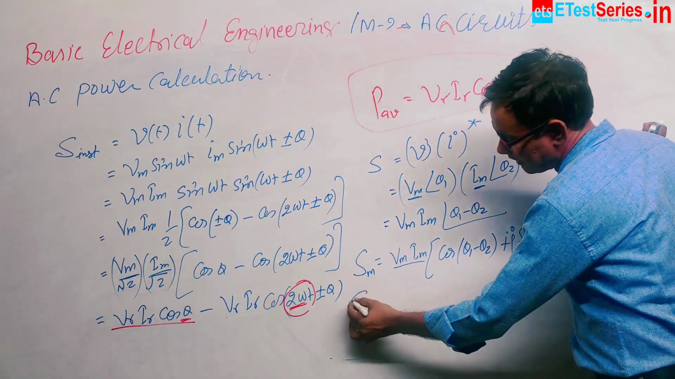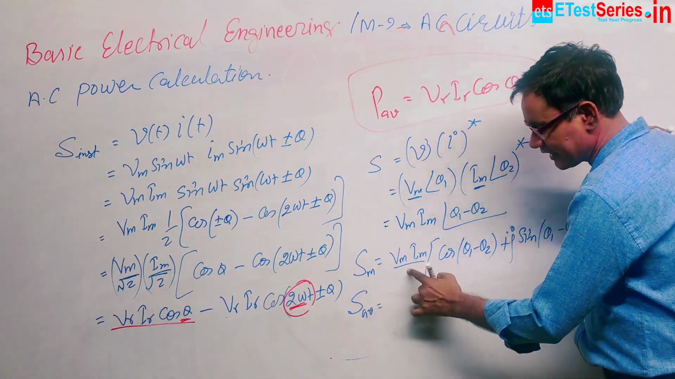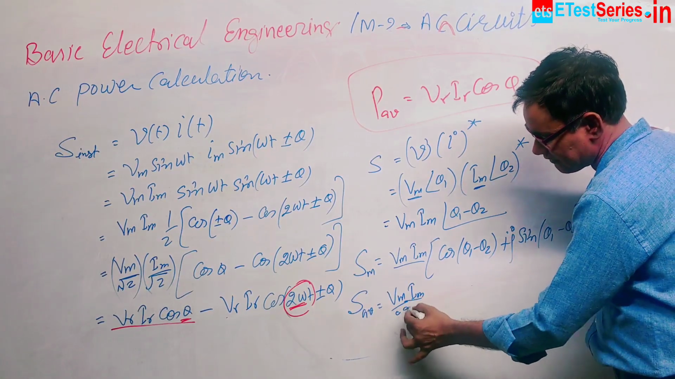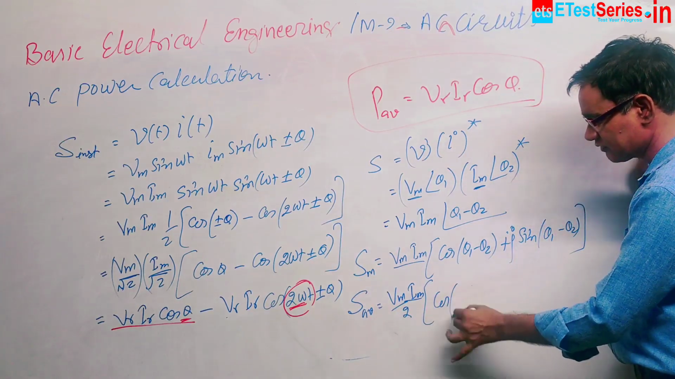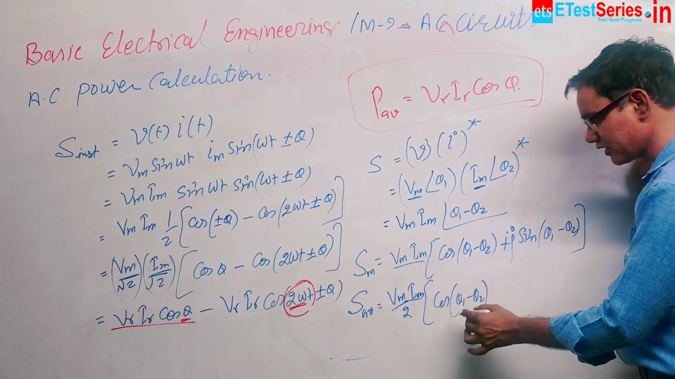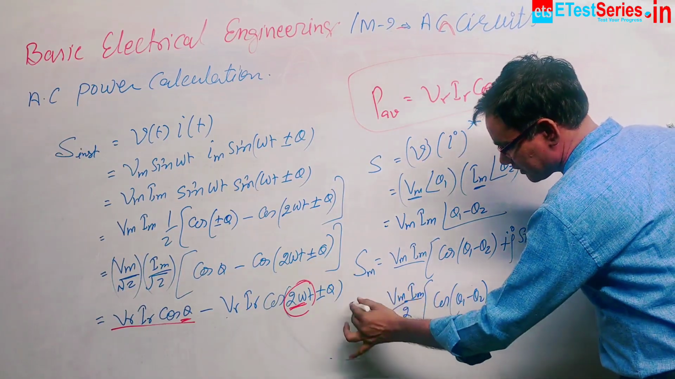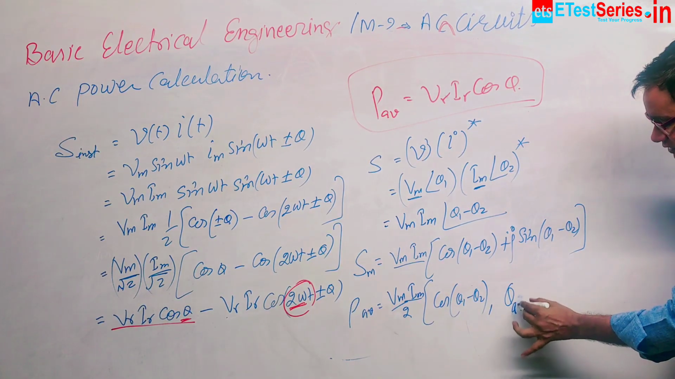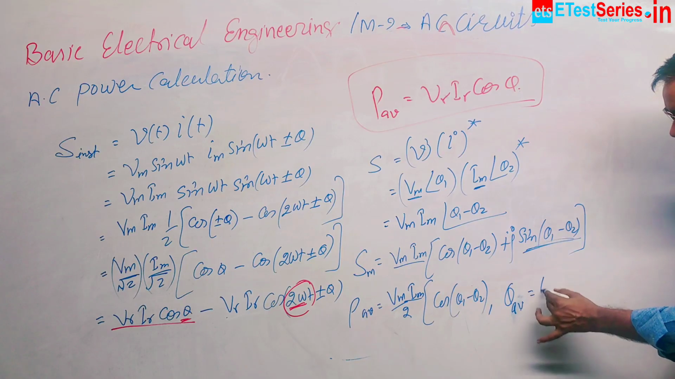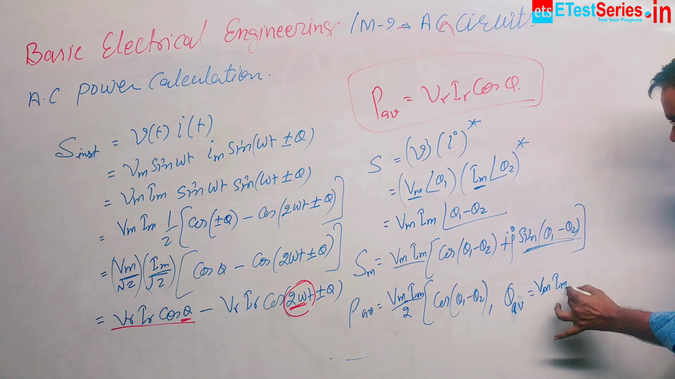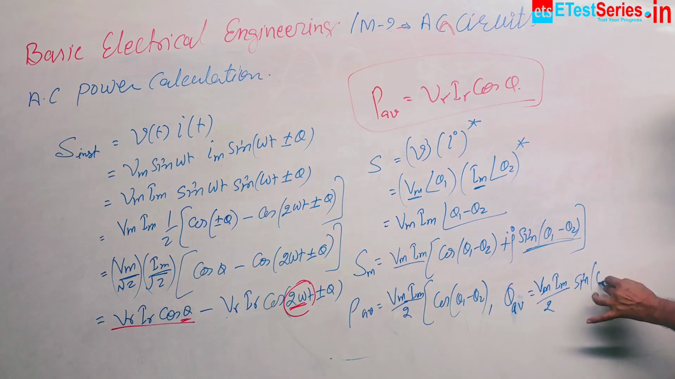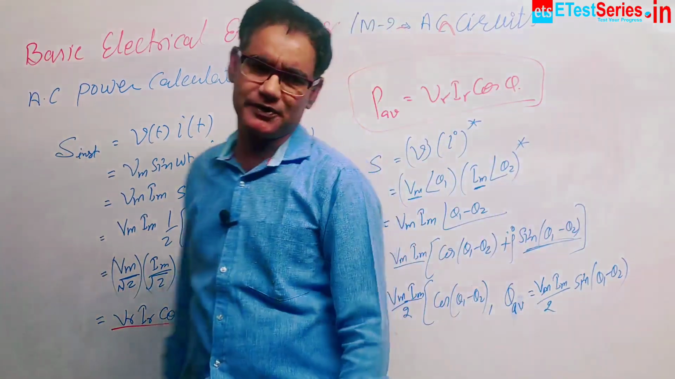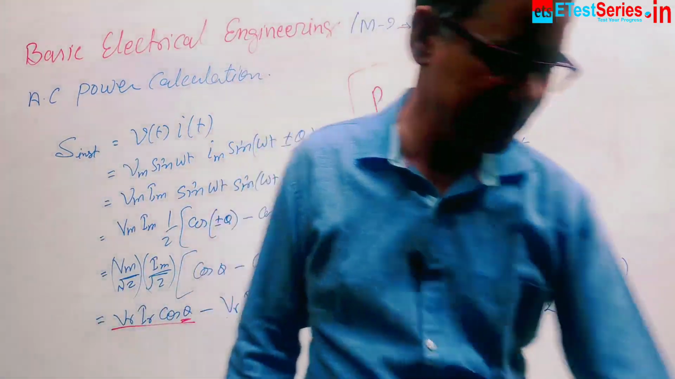So if we are taking the average power, we are dividing by 2: Vm by 2, Im by 2. This is the average. So the average with cos of (theta 1 minus theta 2), this component is known as real power. So this is known as P average. And if we are taking the Q average, the reactive average, this is the component representing the Q average: Vm by 2, Im by 2, and sine of (theta 1 minus theta 2). So this is the way we can represent the real power and reactive power.